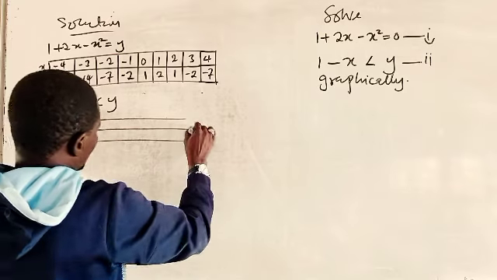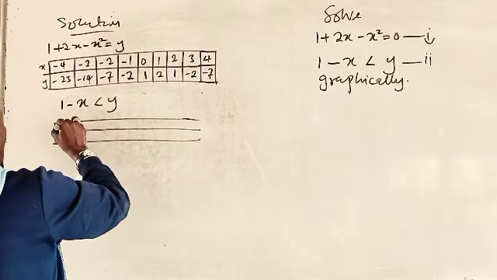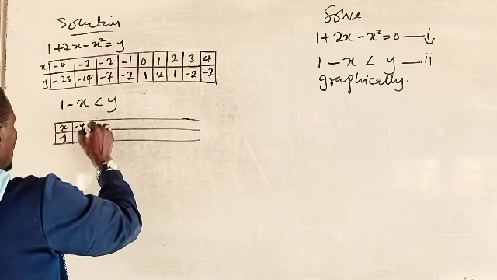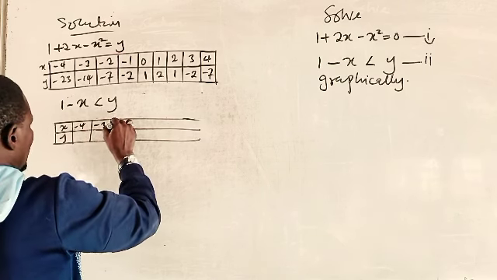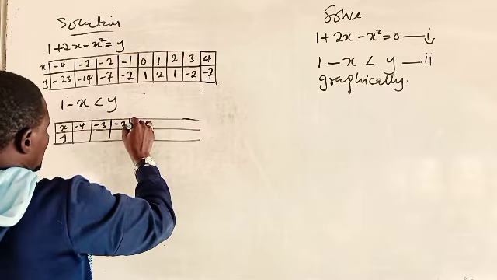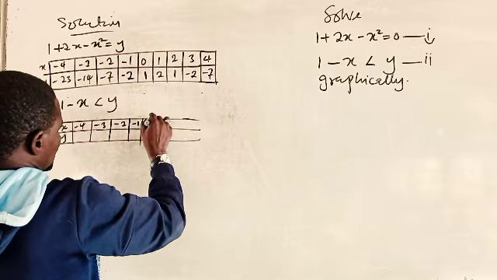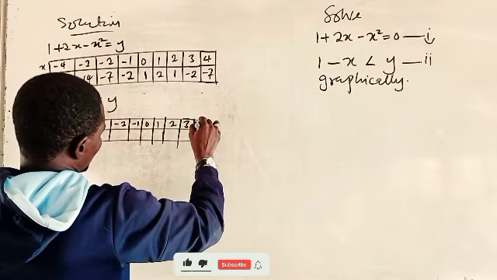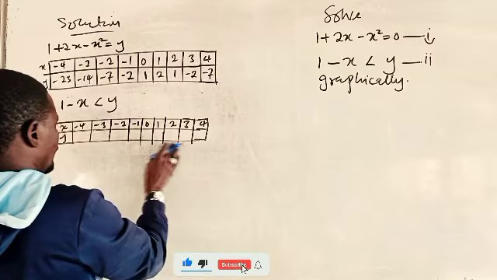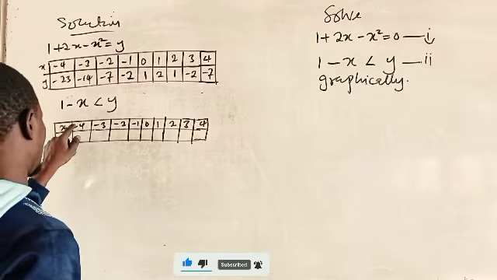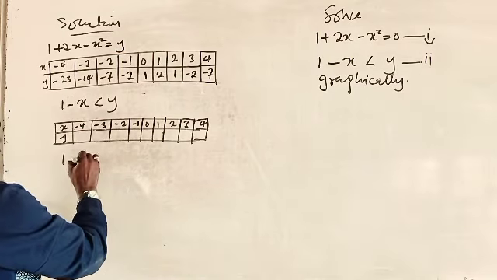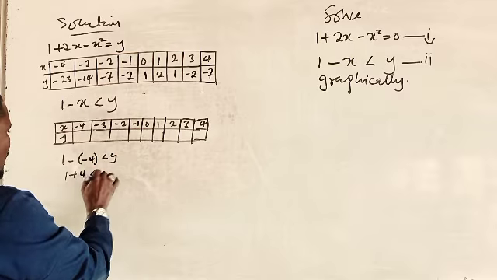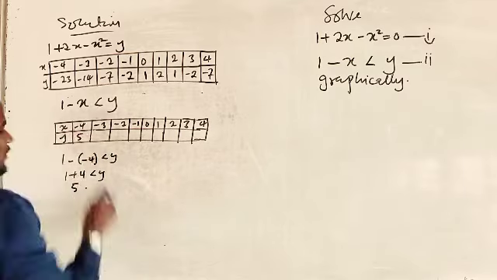That means we have x here, should be y here, starting from minus 4, minus 3, minus 2, minus 1, 0, 1, 2, 3, stop at 4 also. Now we have this for this equation. When x is minus 4, we have 1 minus minus 4, which is 1 plus 4, so y is 5. Here will be 5.